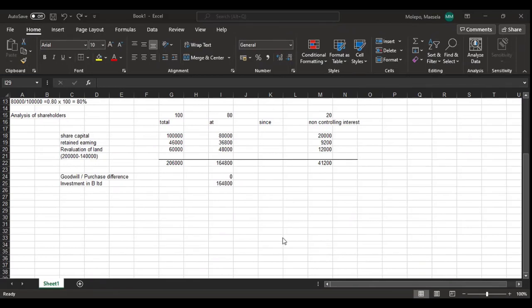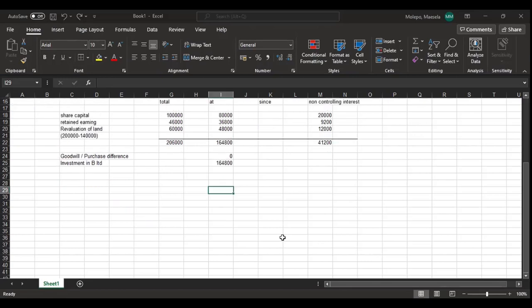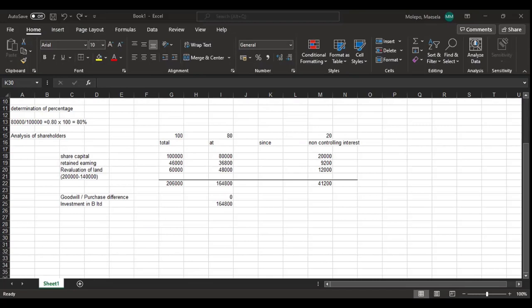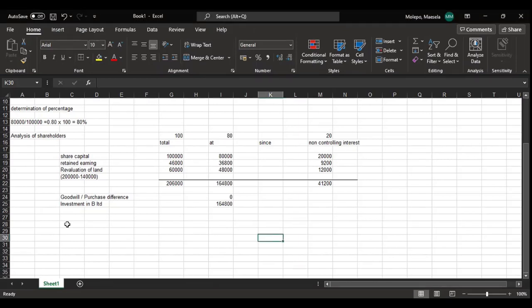However, for the prior years, we don't see any retained earnings. We only see the retained earnings of the current year. So there's no need to do the since-acquisition-to-the-beginning-of-the-current-year part, because they acquired on that day. From the day they acquired until the end of the year, there were no other retained earnings except the one shown at the end of the year. So we can just say here since acquisition to the end of the current year. The since acquisition to the beginning of current year would only come if there were retained earnings of last year.